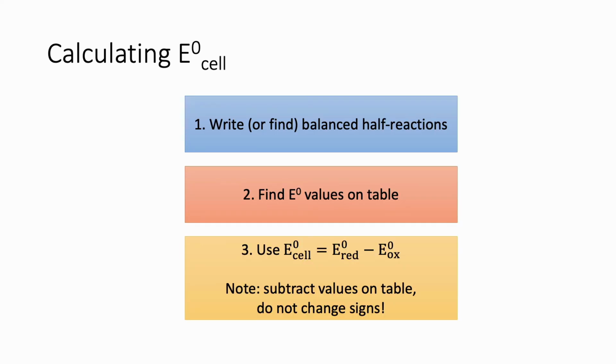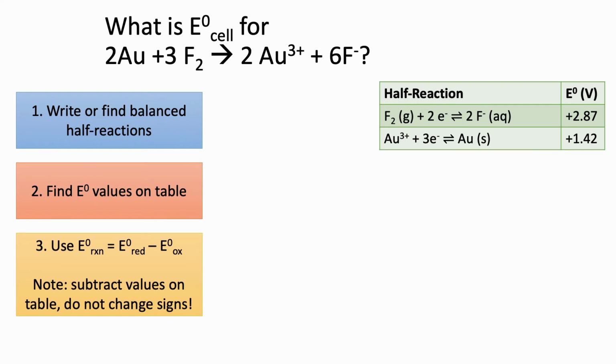So here's what we're going to do. When we look at a problem, the first thing we're going to do is write or find our balanced half reactions. And then we're going to find the E naught values for those half reactions on our table of standard reduction potentials. And then finally, we're going to plug those values into our equation. You'll notice I have a warning here. Do not change the signs on those standard reduction potentials. So let's try a couple problems.